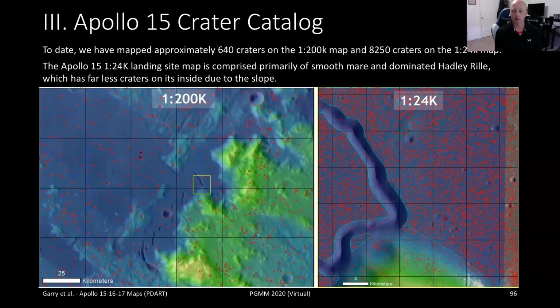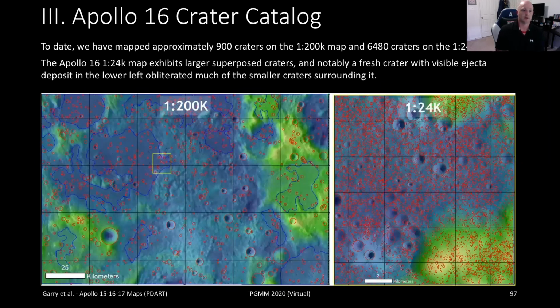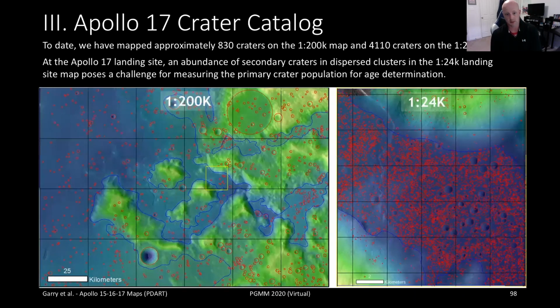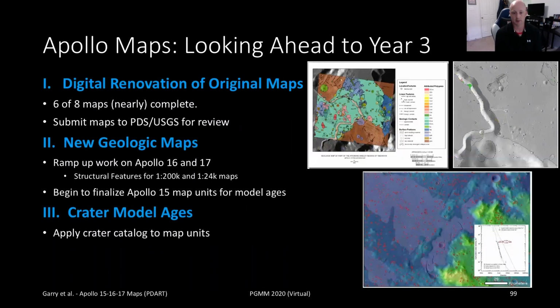They've done a lot of good work mapping the several thousand craters on each one. Next slide. Apollo 15. Here's Apollo 16, and one more slide, Apollo 17. And so they're just waiting on us patiently for the map units from Apollo 15, 16, and 17. Thank you for your time.